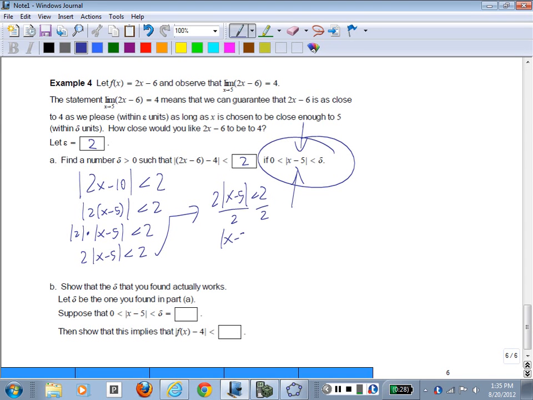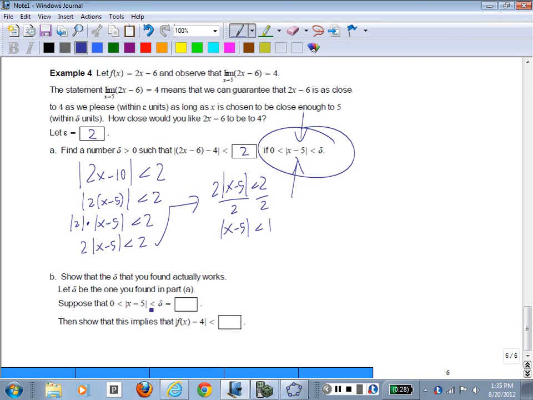When we do, we get the absolute value of x minus 5 is less than 1. So it would seem that if we can reverse all those arrows, then as long as the absolute value of x minus 5 is less than 1, then the absolute value of 2x minus 10 ought to be less than 2. So the absolute value of 2x minus 6 minus 4 ought to be less than 2. So this is finding it, and the B part is showing that it works. So in the B part, epsilon equals 2. We would just want to show that as long as delta equals 1, it's going to work.